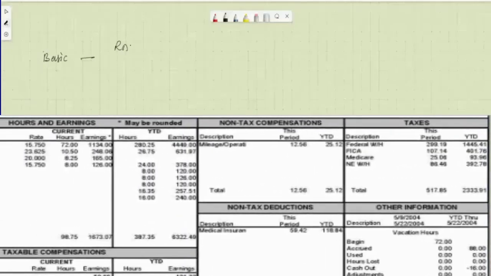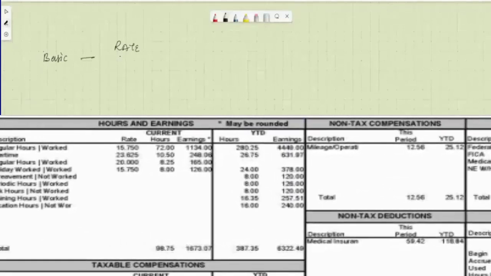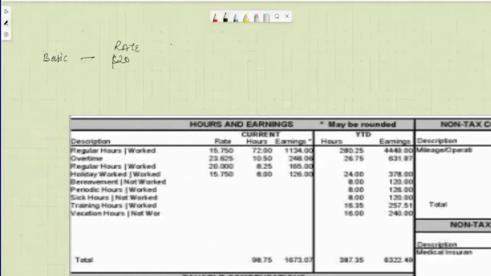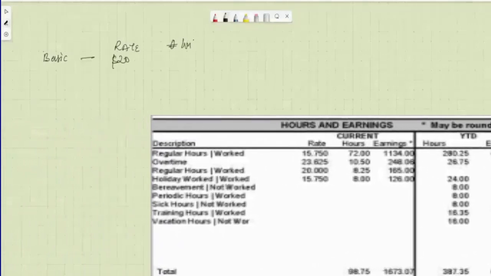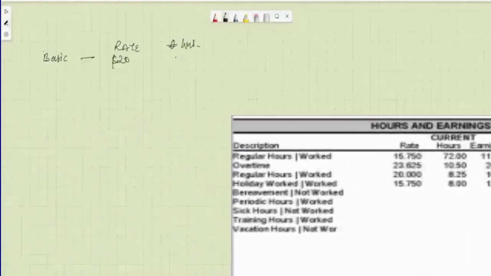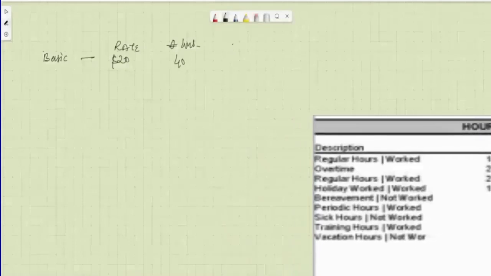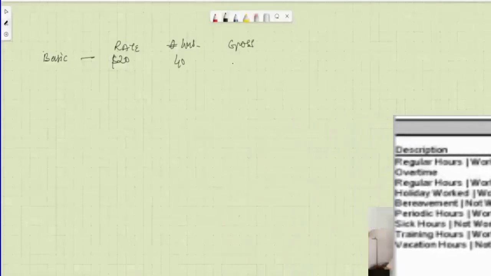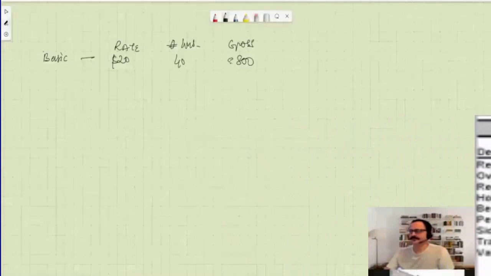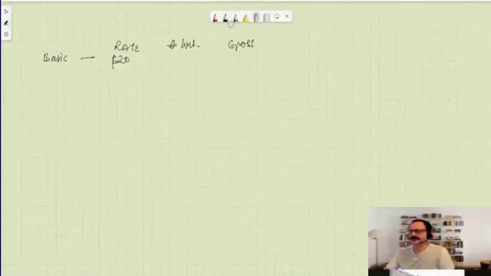The rate is $20 per hour. Number of hours you worked, 40 hours. So your total gross income is going to be $800. Now this is your basic. So let's say instead of 40 hours you only worked 20 hours, and your gross is going to be 400.